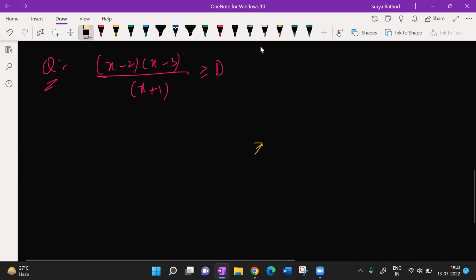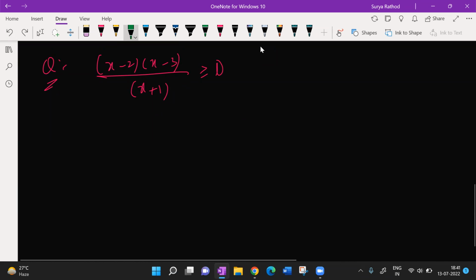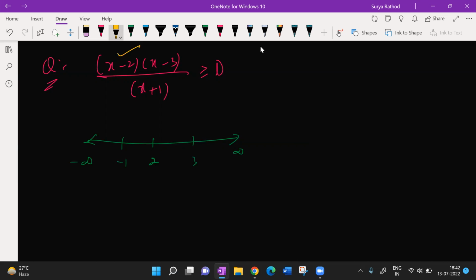First of all, here we do not know whether the denominator is positive or negative. So you could multiply and divide with something, but I don't want to do all that. I just put the critical points. What are the critical points you get here? From this I get 2, from this I get 3, from this I get -1.